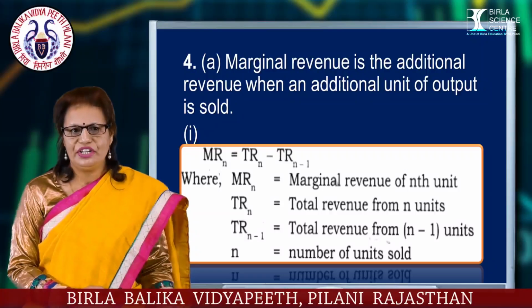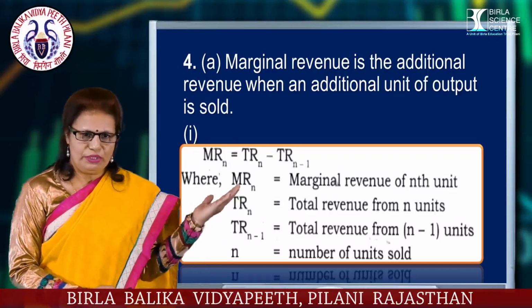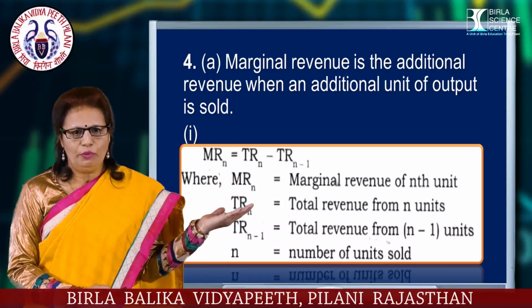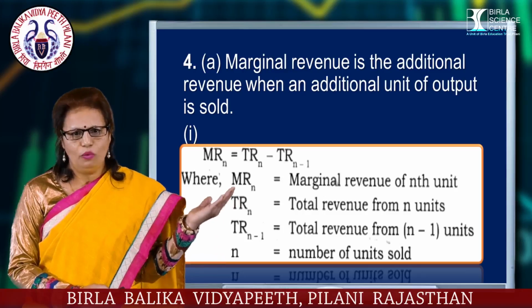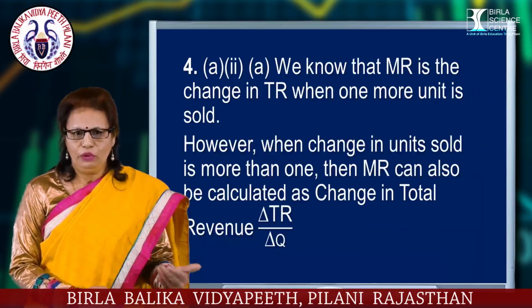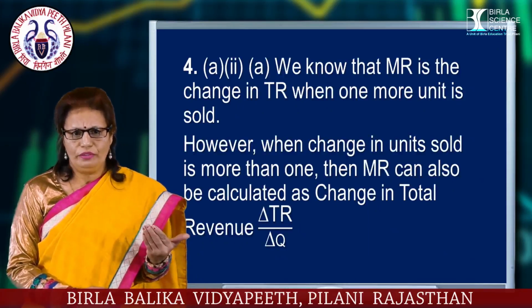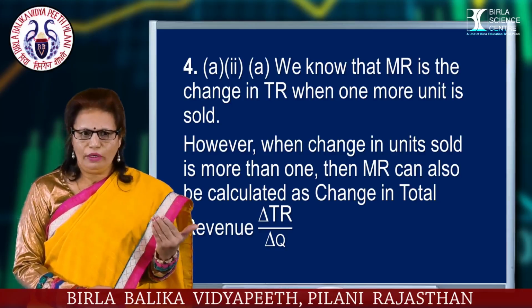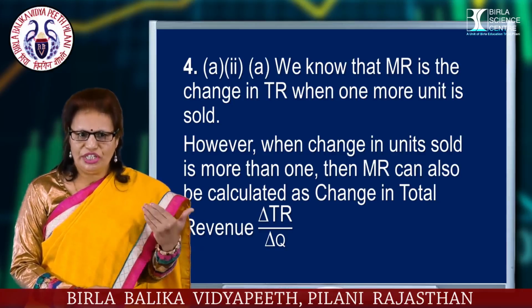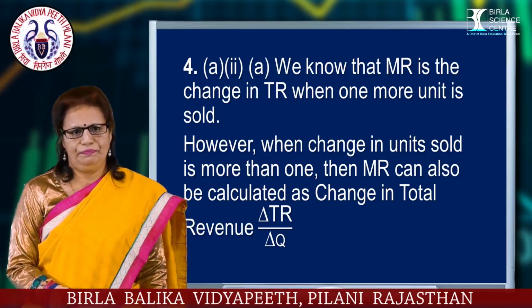Marginal revenue is the additional revenue when an additional unit of output is sold. So you can see the formula: MR n is equal to TR n minus TR n minus 1. We know that MR is the change in TR when one more unit is sold. However, when the change in units sold is more than 1, then MR can also be calculated as change in total revenue divided by change in quantity.